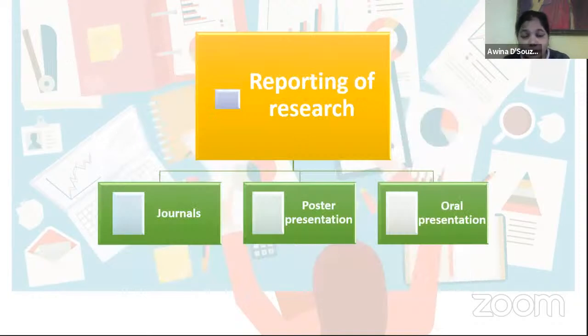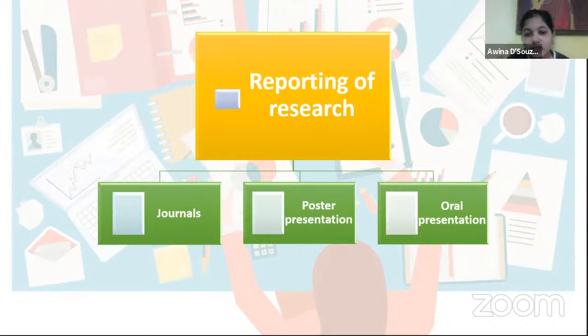Now, coming towards the end of my presentation, this is about what happens after you come to a conclusion on whether the hypothesis is correct or not. Then you report the research. There are different ways of reporting. You can report it in the form of a journal article, a poster, or an oral presentation.